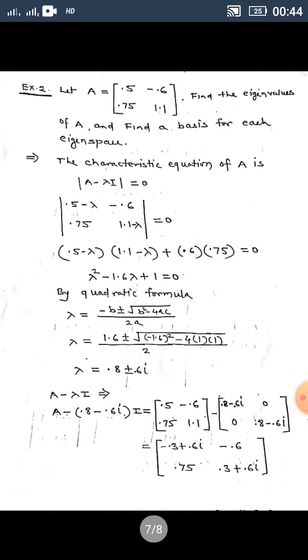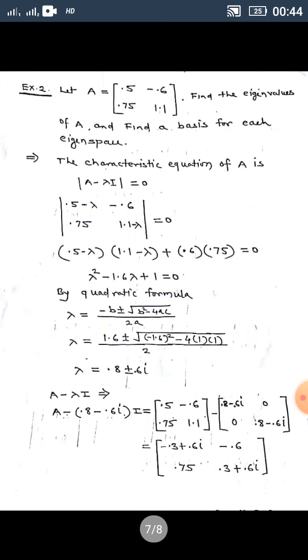Take minus i common. What remains in the bracket? 1, minus i, what I have written here, plus i. Minus i into plus i will become minus i square, and i square is minus 1. Minus minus will become plus 1. So as it is we get the vector. So for lambda equal to i, we have the vector (1, -i), and for lambda equal to minus i, we have the eigenvector (1, i).